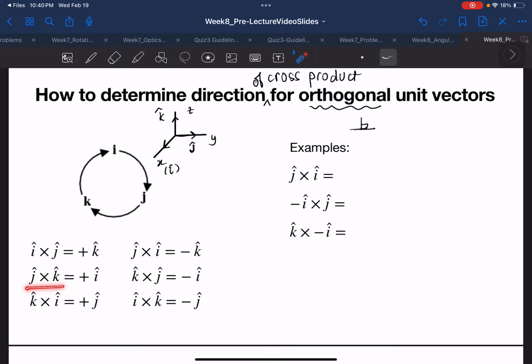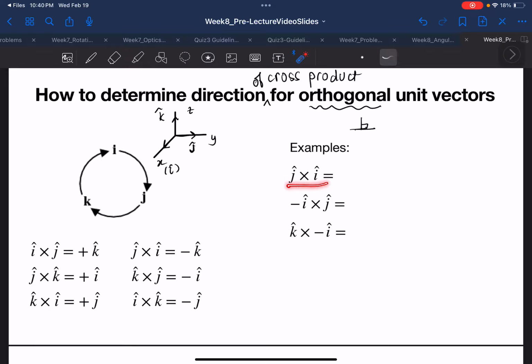Next, what's J cross K? Follows the cycle, it must be I. On the other hand, what's K cross J? It breaks the cycle. It basically goes opposite to the cycle, so the answer must be negative I, and sure enough, it's negative I. All right, try these examples on your own, pause the video, and then we'll go over the answers.